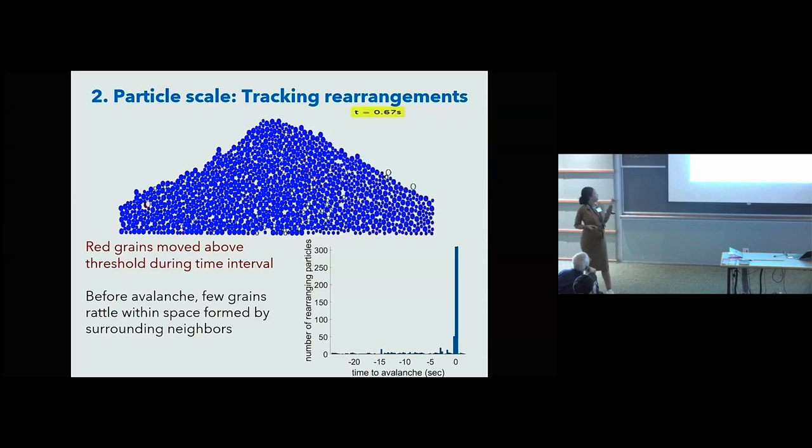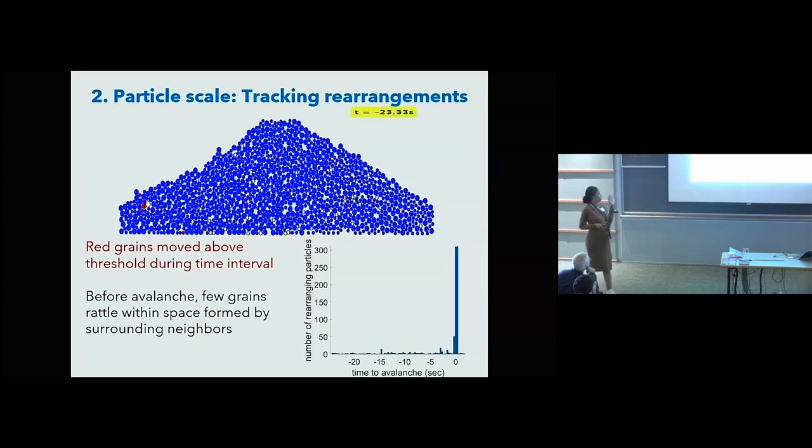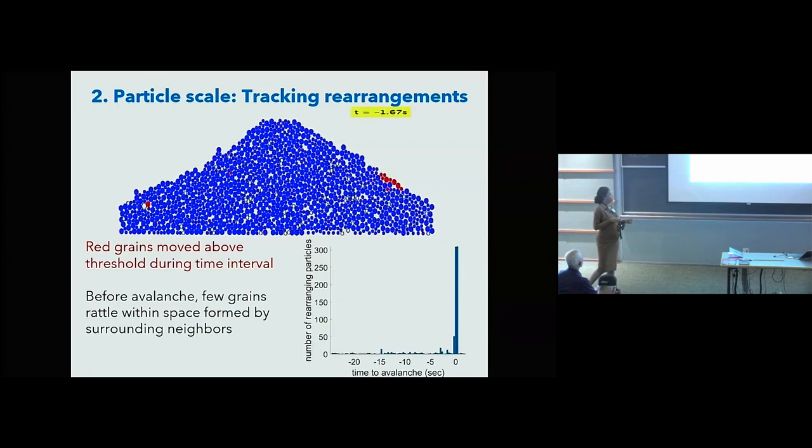And then eventually there's a lag between the initial disturbance and the avalanche that forms, where we see at the surface a significant number of grains that rearrange. We capture this in a plot showing the number of rearranging particles as a function of time up to avalanche, the time to failure in our system. And we see that it's just sporadic rearrangements that are occurring in our system until suddenly the system starts to fail and flow.